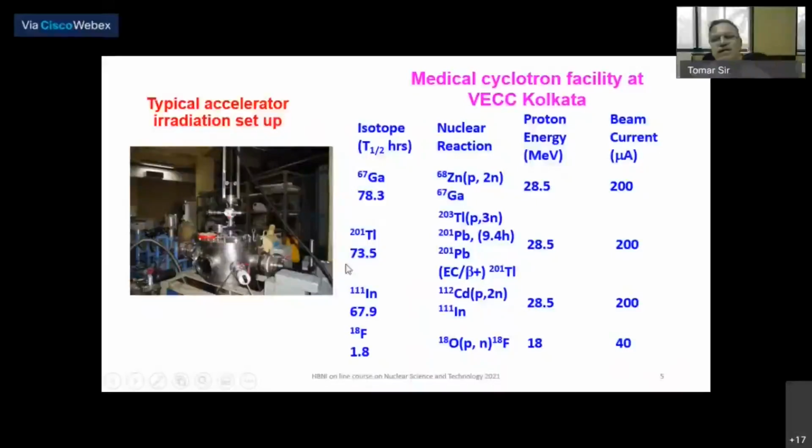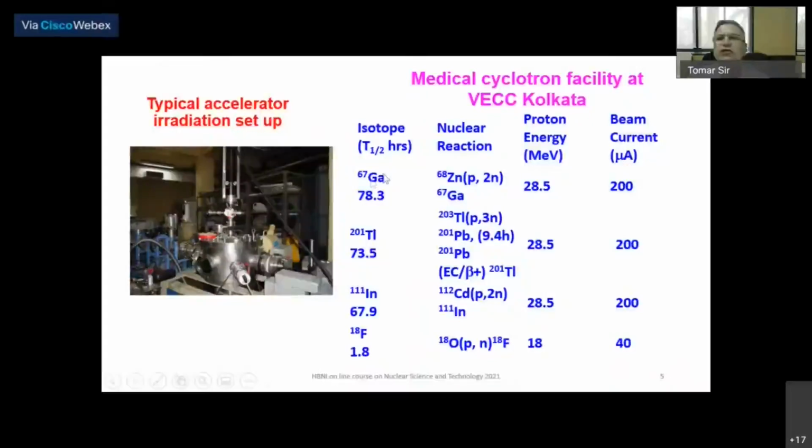And then in India, we have several medical cyclotrons for producing specific radioisotopes, PET isotopes, but a big facility has already been commissioned at VECC Kolkata, called the Medical Cyclotron Facility, for producing radioisotopes using charged particles. And some of the important isotopes that can be produced using this facility are here: gallium-67, 78.3 hours, by zinc-68 p,2n reaction. You use 28.5 MeV proton, and the current will be of the order of 200 microamperes.